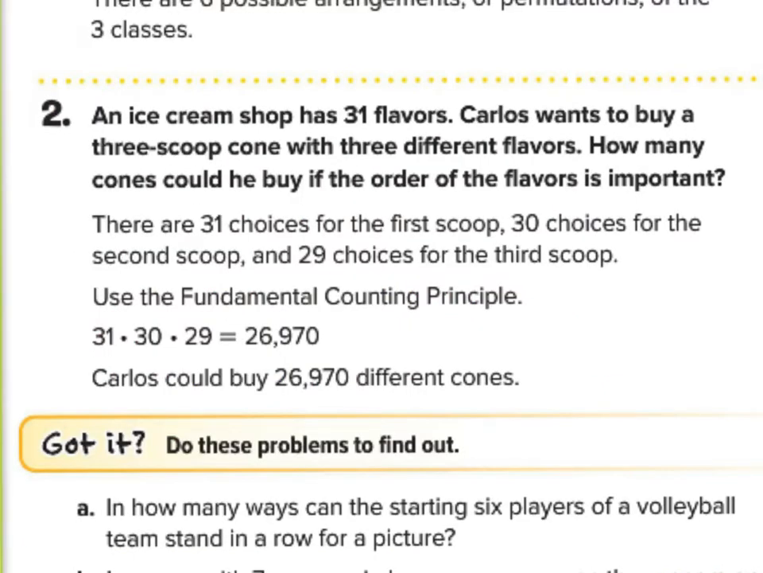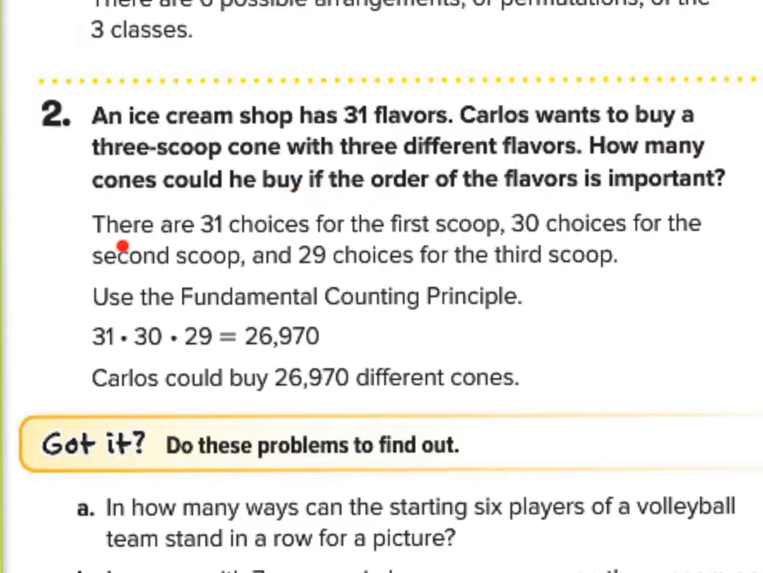Example 2. An ice cream shop has 31 flavors. Carlos wants to buy a 3-scoop cone with 3 different flavors. Okay, 31 flavors, but he wants 3 different flavors. How many cones could he buy if the order of the flavor is important?